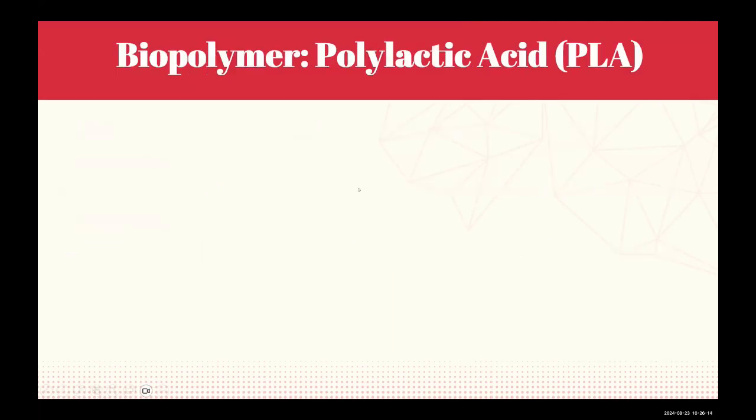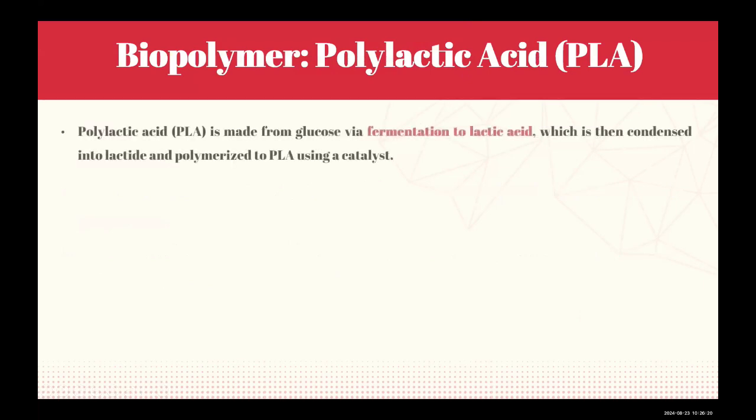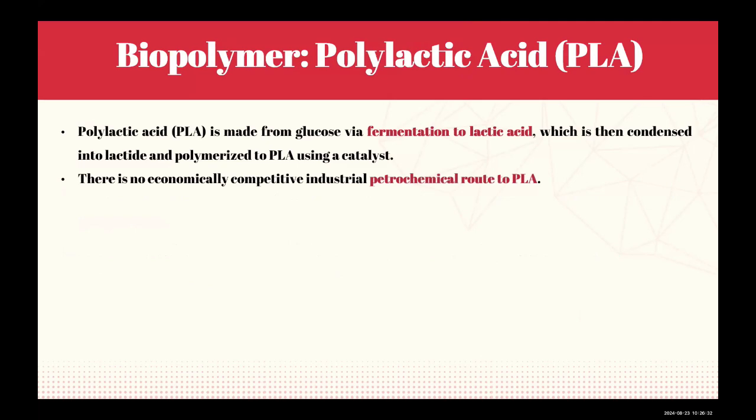So let's talk about an example of a bioplastic, since you might be wondering. So the first example that we'll talk about is polylactic acid. So polylactic acid is made from glucose through a fermentation process that converts the glucose into lactic acid. The lactic acid is then condensed into lactide and polymerized into PLA using a catalyst.